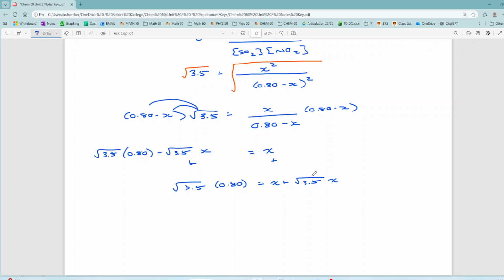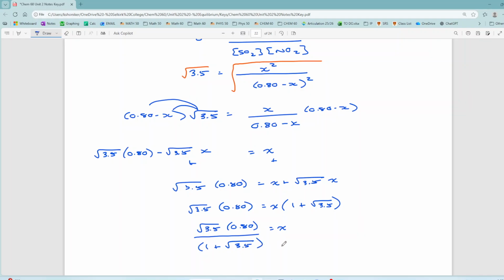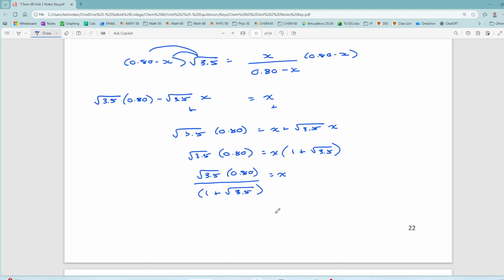And again, this is where it becomes part B. In part A, you just collected like terms. In part B, what I would love you to do is greatest common factor the x out to be left with 1 plus root 3.5 is equal to root 3.5 times 0.80. And then lastly, you're going to divide both sides by 1 plus root 3.5. So you've got root 3.5 times 0.80 divided by 1 plus root 3.5. I think I said 35 there, but you know what I meant. Getting very tired. I've done a lot of these videos.